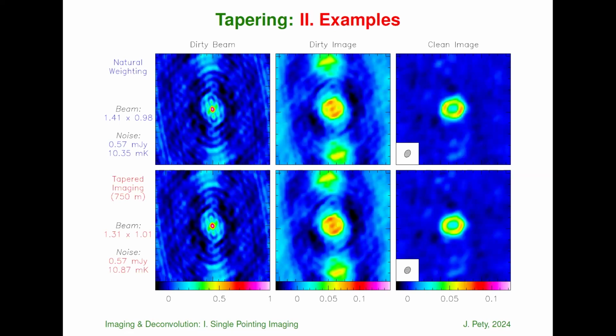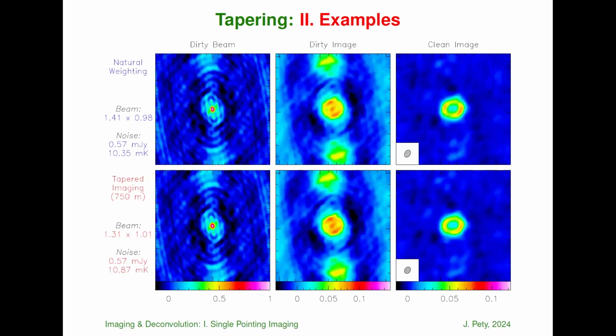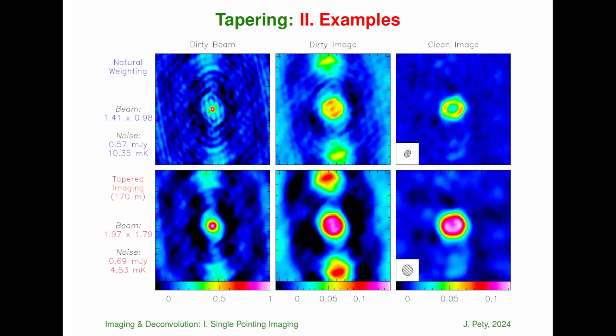Again, same thing, natural weighting on the top row and tapering on the bottom row. I start by choosing a taper distance that is so large that basically your Gaussian in the UV plane is constant. Okay, so here it's in meter. The distance is so large that you won't make any difference with natural weighting. Okay, same solution in both cases. Now you're decreasing your taper distance by a factor 2 and by a factor 4. Okay?